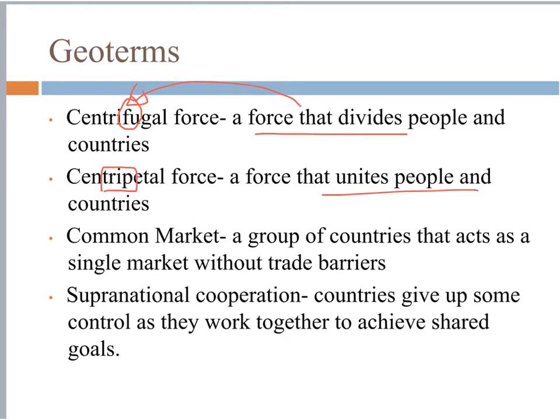All right. Now when we're talking about supranational cooperation, which is our last geoterm, we are talking about countries that give up some control as they work together to achieve shared goals. Now, I want you to know that this supranational cooperation takes place in Europe. All right? And we are talking about the EU.